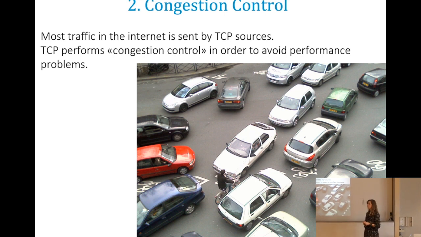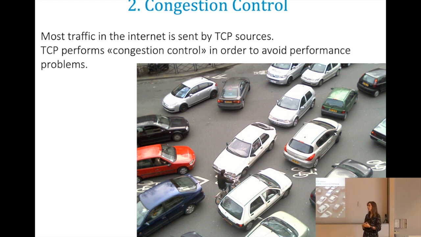Okay, another reason why we can have a lot of latency in the network is because of congestion. We are not alone in the internet. We are not the only one who wants to transmit information. So there is a certain mechanism called congestion control, which will try to attribute the channel fairly to everyone.